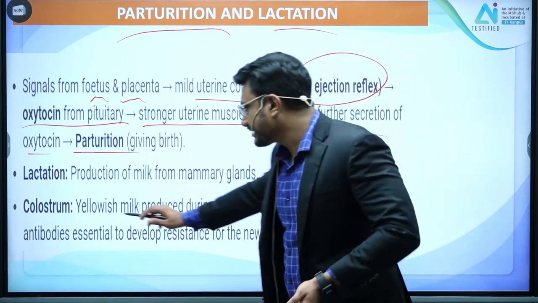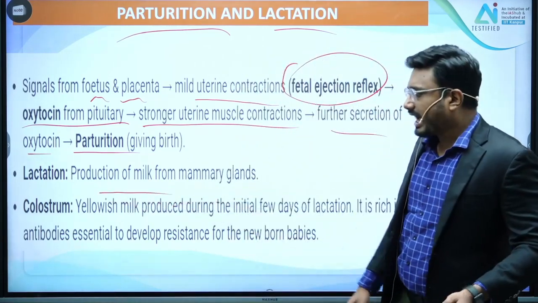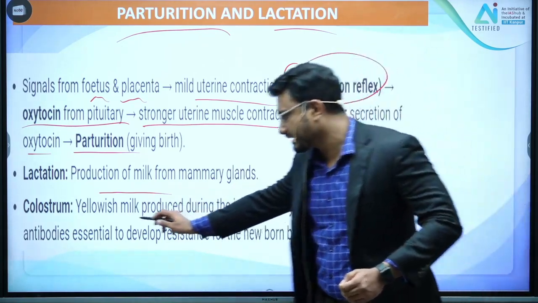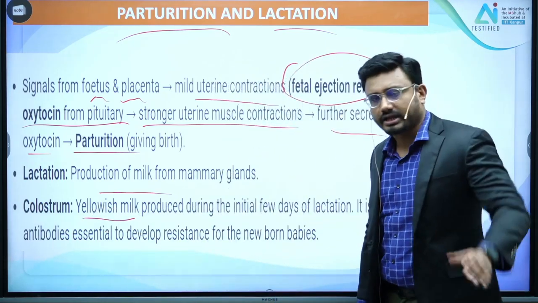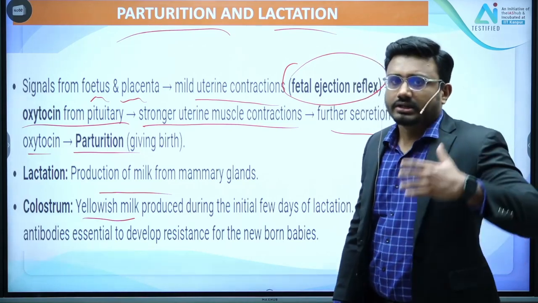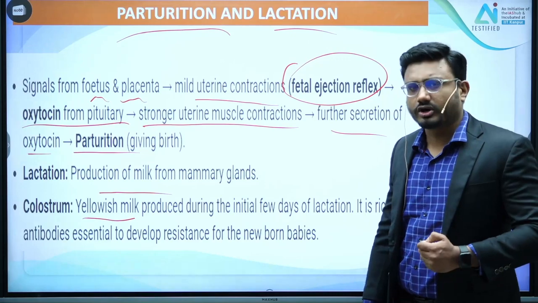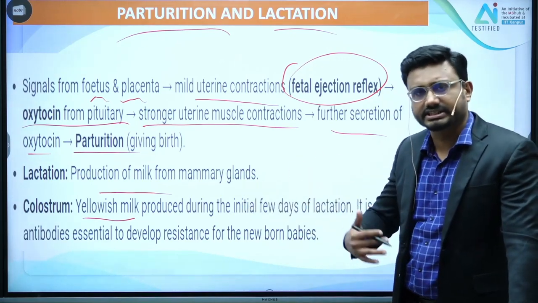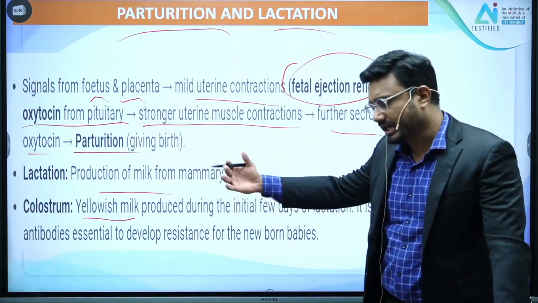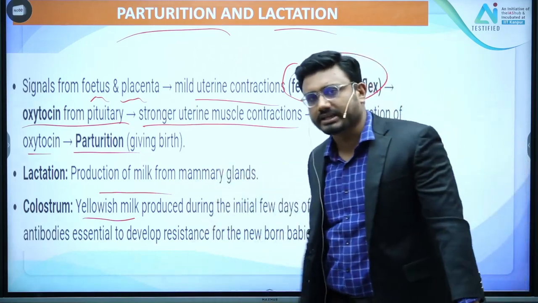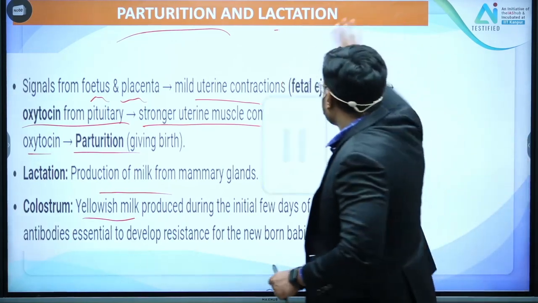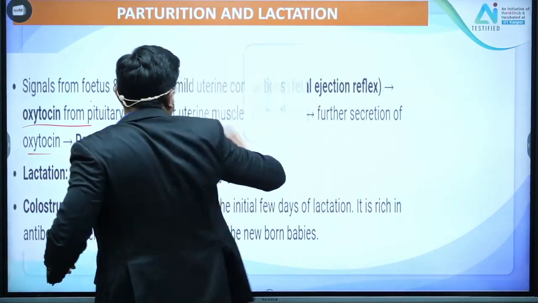Lactation is the production of milk from the mammary glands, and colostrum. In the initial days, the mother's milk is yellowish in color, and it consists of antibodies that are required to keep the baby safe from the pathogens present in the environment, because the immune system of the baby is developing in the initial days after the birth. So the baby gets antibodies from the mother's milk, that is known as the colostrum, and it is yellow in color. So now let us move to the next slide.